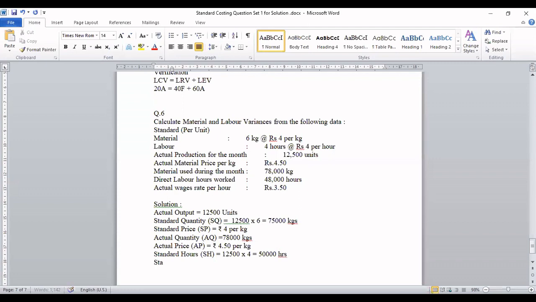Now, next element we need is standard rate, which we denote by SR. Tell me, beta. Rupees 4 per hour. Now, I think you may be clear why I am writing standard price here and standard hours here. Are both different? Yes, sir. Exactly. So don't confuse yourself.